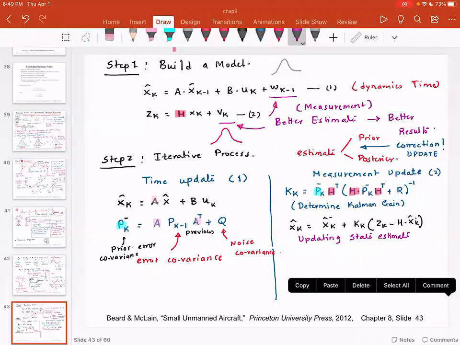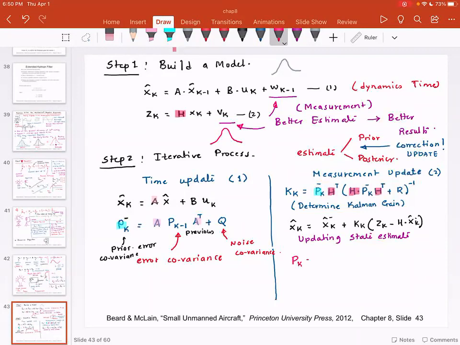And the last step is updating the error covariance. I minus K_k H P_k minus. So this is updating the error covariance. Now that was a lot.